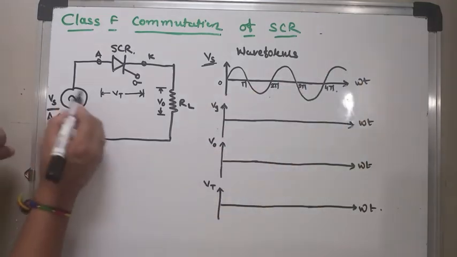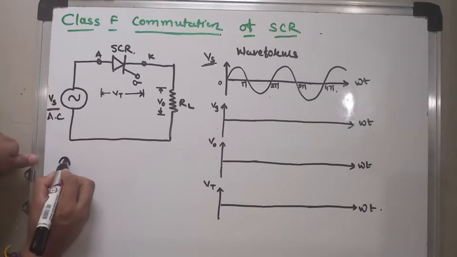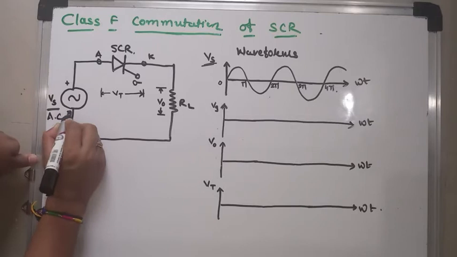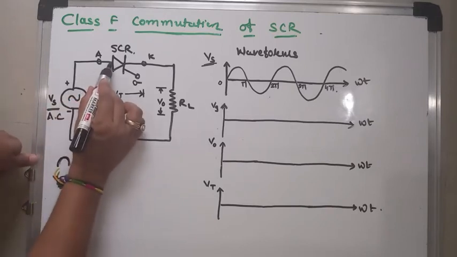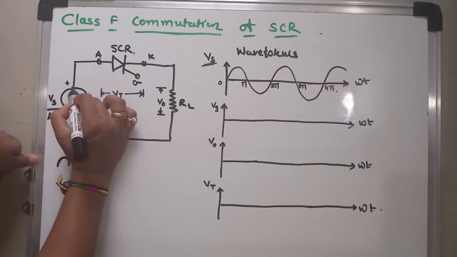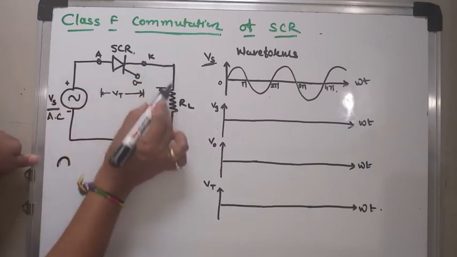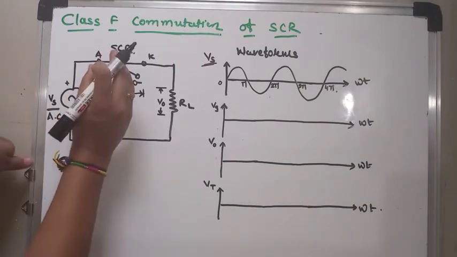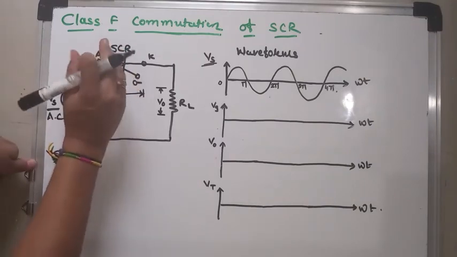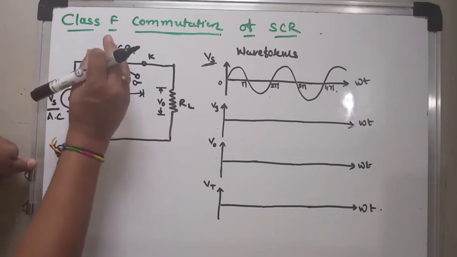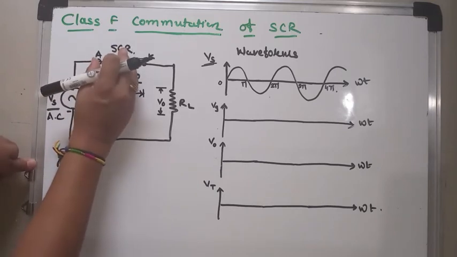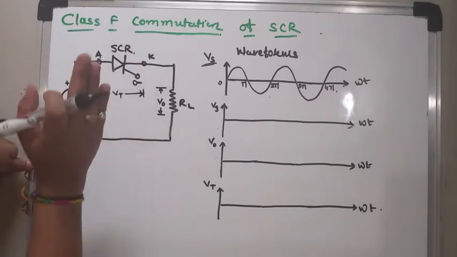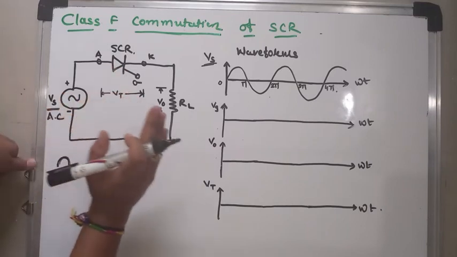Now during the positive half cycle, what will happen? Here is positive and here is negative. So the anode of the SCR is getting positive and the cathode is getting negative. So now the SCR is forward biased, which means the SCR is in the forward blocking state. The SCR is forward biased but still does not allow the flow of current through it, as the gate signal is absent or insufficient.